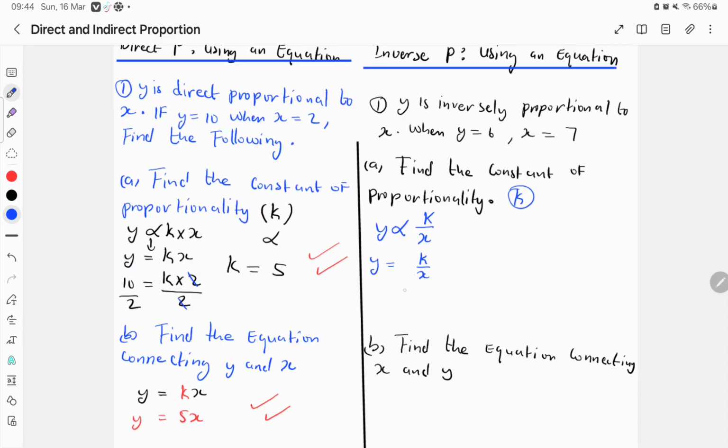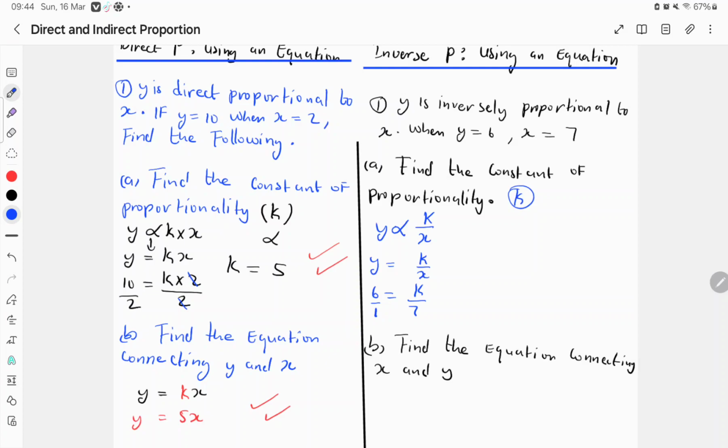This is already your equation, but you just have to work out your value of k. And at this point, the question is just asking us to find k first. Then you put in the values they give you. They say when y is 6, k over x is k over 7. Now you can see you have a fraction here, and on this side you also have a hidden fraction. Just make it visible by putting a 1 there.